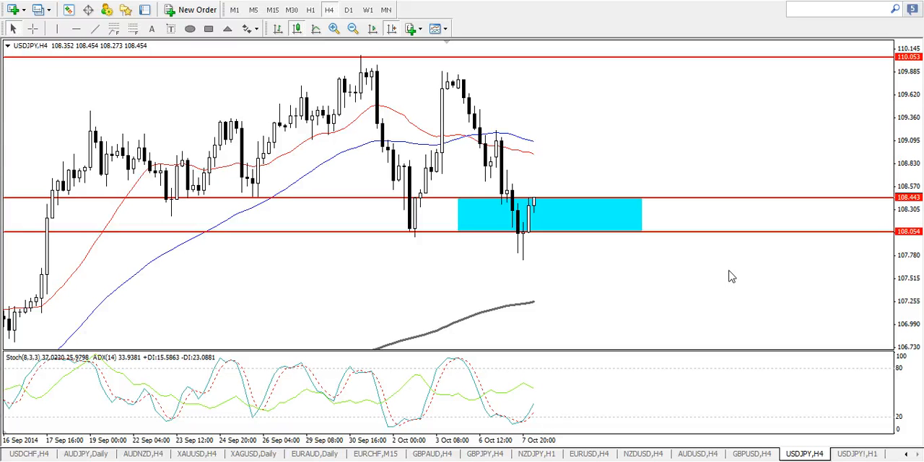And of course stochastic has already suggested oversold, crossing upwards. Yes, so that is for the dollar against the yen.